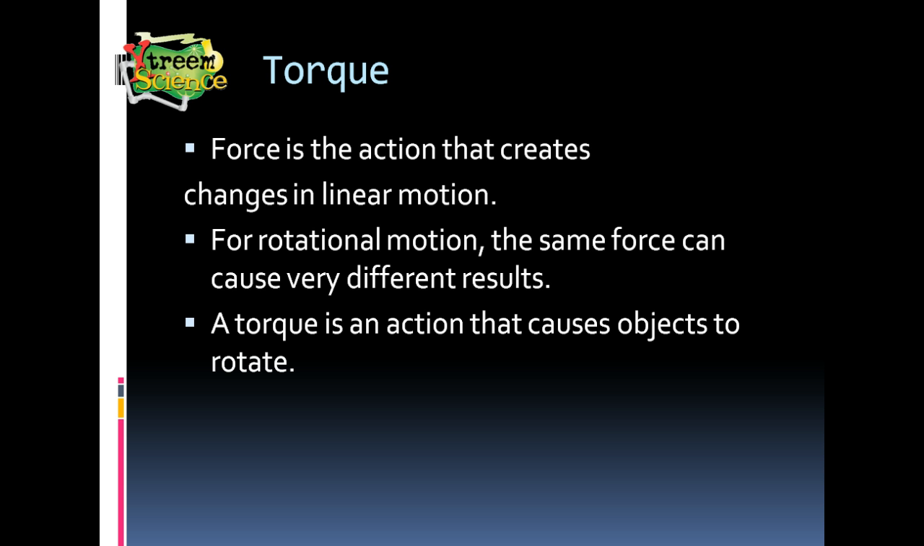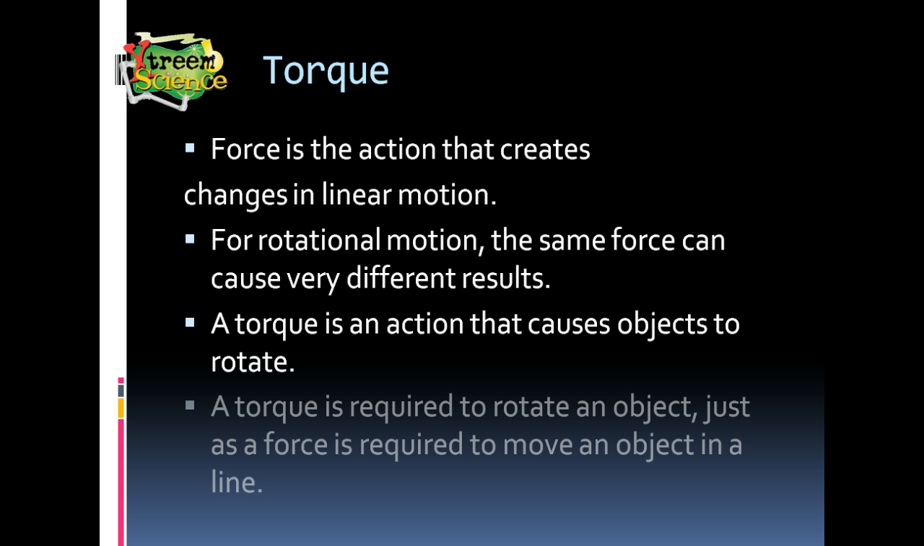If you've ever turned on the water faucet at your house, it required torque to do so, and it causes that handle to rotate one way or the other, to either turn on the water or turn off the water. A torque is required to rotate an object just as a force is required to move an object in a line. If an object is moving in a straight line, a force is required to change it. Same with torque. To rotate an object one way or the other, torque is required.